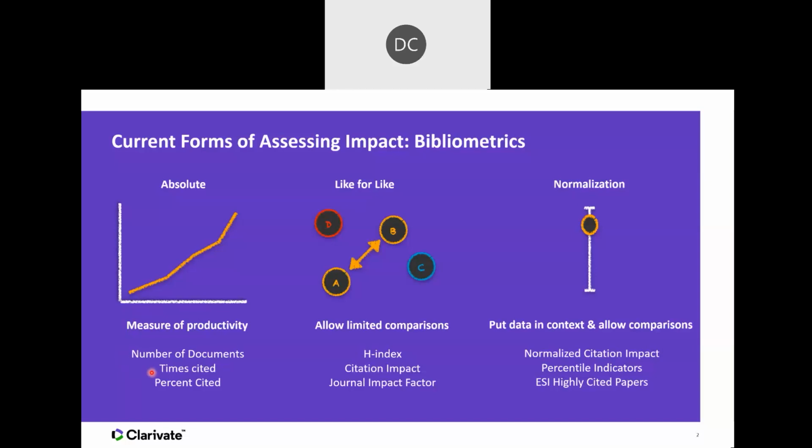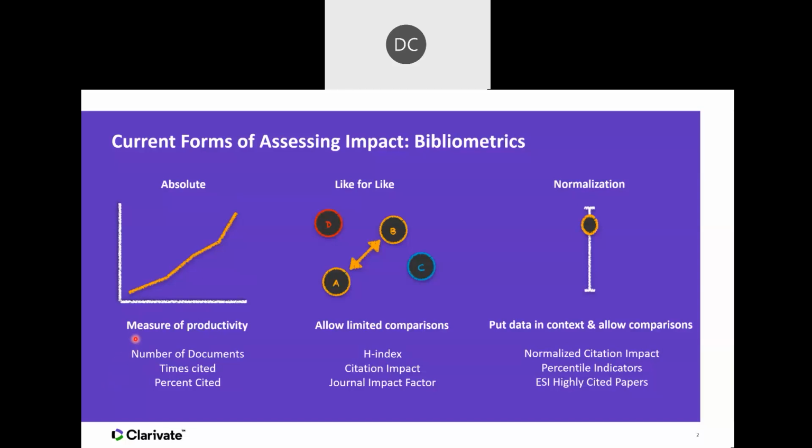Then you have the times cited. So times cited will be just a measurement of how many times that particular article has been cited. And then if you're talking about a set of documents, then that will be the total citations of those documents. Okay. Now, the benefit of this in absolute numbers is that it's easy to track and it's easy to measure. However, it has its cons.